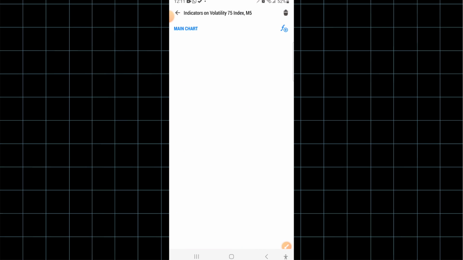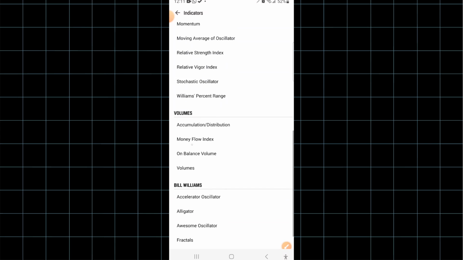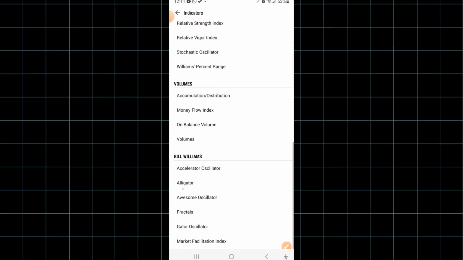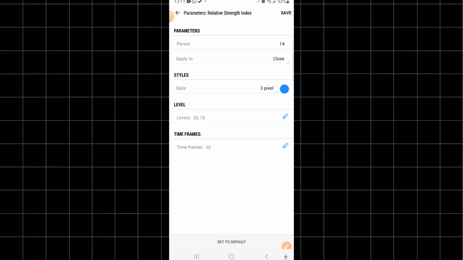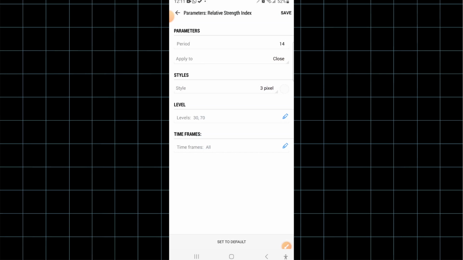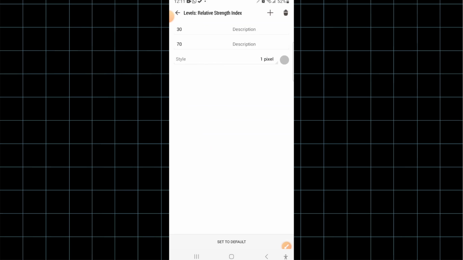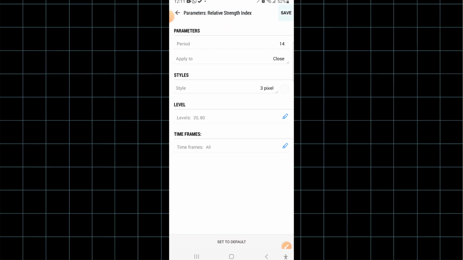Now, here's what you need to do. Go to indicators, go to main chart and find the RSI, the Relative Strength Index. What you do with the RSI is first click here where it says style and make it white, or if you are using a dark background, make it black. Now go to levels and put level 20 and level 80 right here, and then click save.